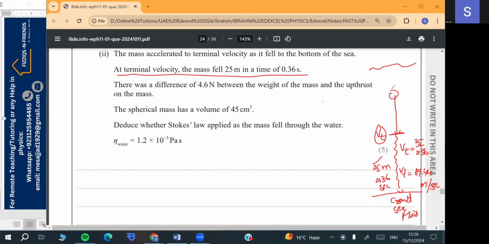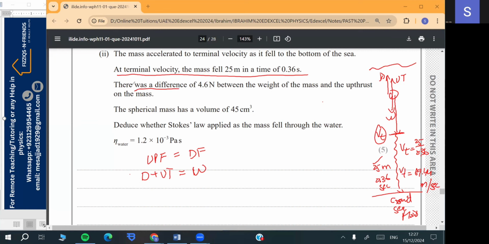Since the spherical body is moving under the effect of weight, two forces are now acting on it: upthrust and drag. Because it is having some speed, the drag force is never zero; it is always there. So the upward forces should equal the downward forces. What are the upward forces? The drag D and upthrust equal weight. And what they are saying is the difference between the drag force and the upthrust.